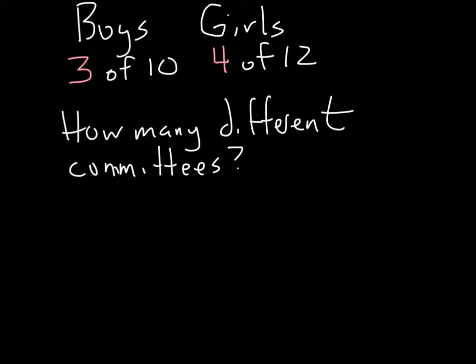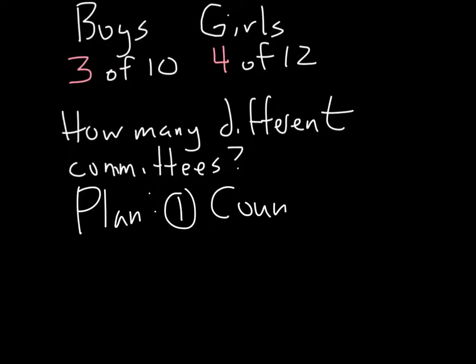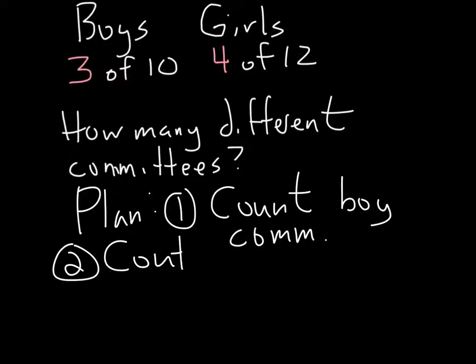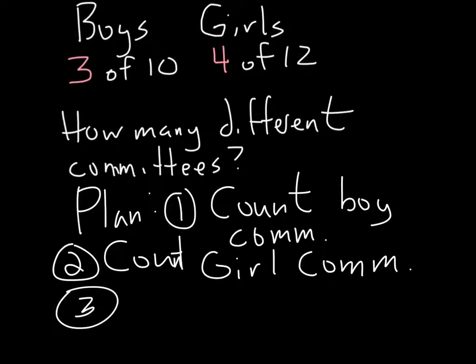So our plan is as follows. First thing, we're going to count boy committees. Second thing, we're going to count girl committees. And then in the end, because we want 3 boys and 4 girls, they're independent, so we can just multiply those 2 numbers together.